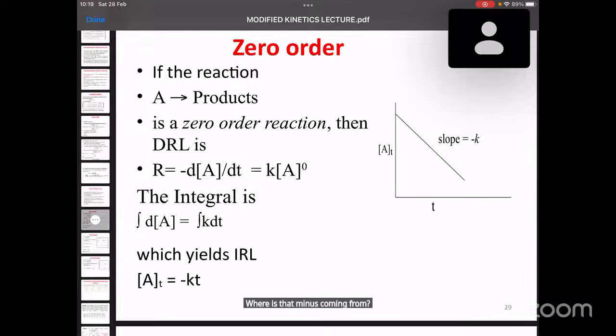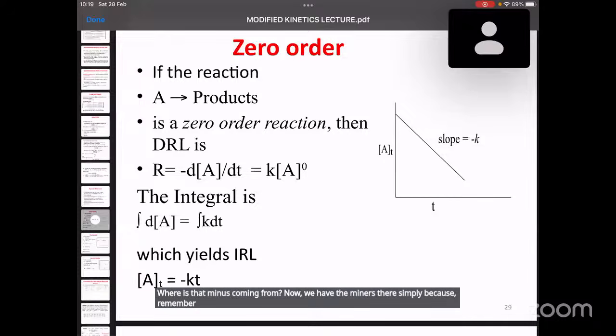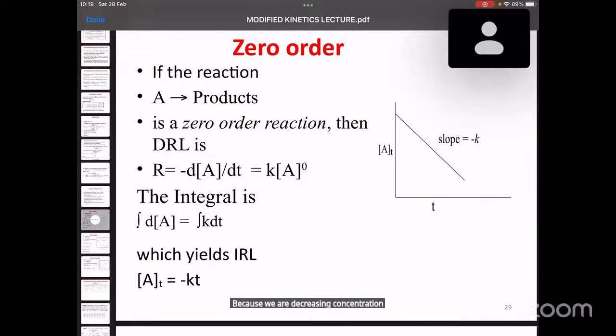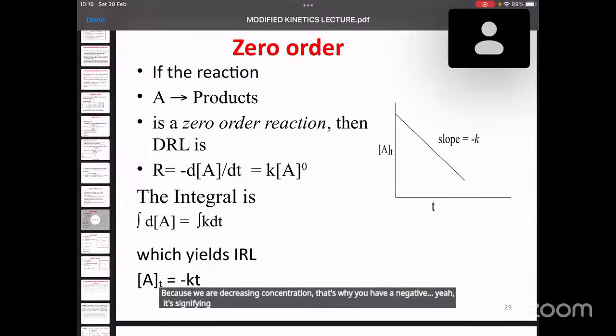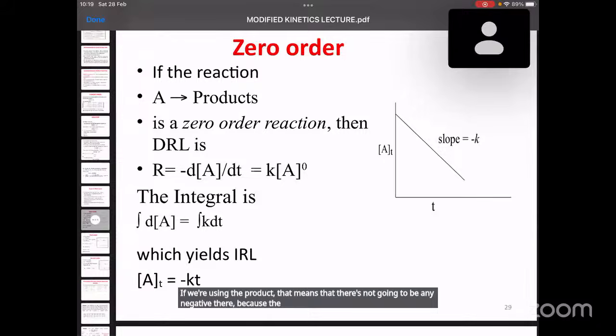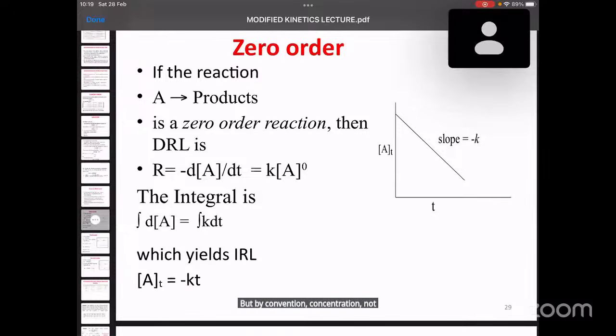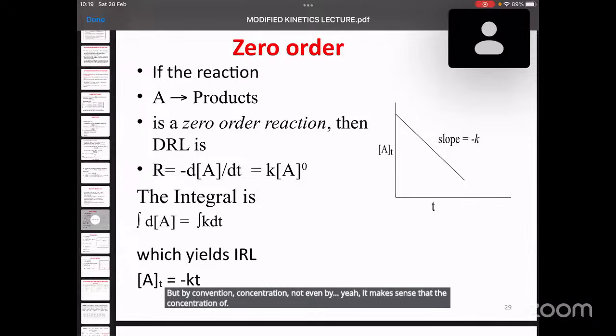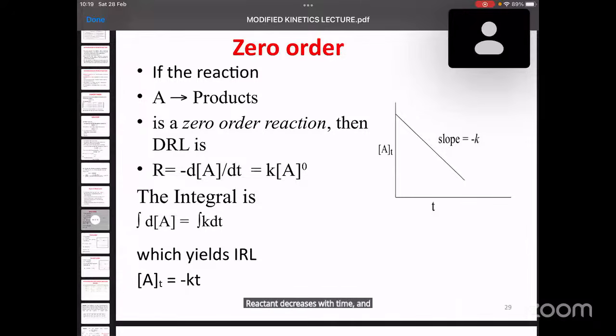We have the minus there simply because, remember, in the course of your reaction, concentration is going to decrease. Because we have decreasing concentration, that's why you have a negative there. It's signifying a decreasing concentration because we're using the reactant. If we're using the product, there's not going to be any negative there because the product will be increasing with time. But in this case, we're using the reactant. Forget about the product completely. It makes sense that the concentration of reactant decreases with time, and that's why that is carrying a negative, and that negative is very important.